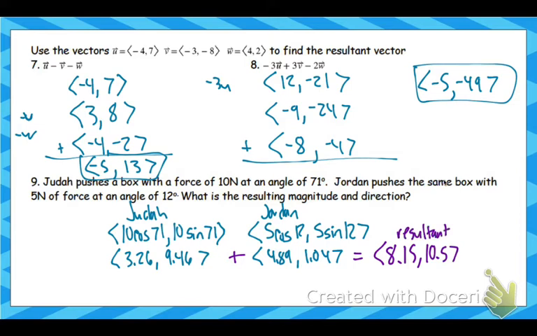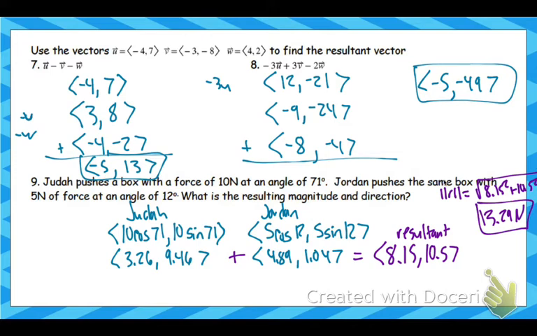So once we find that resultant, what we want to do is find the magnitude and the direction. So the magnitude, Pythagorean theorem. So we're going to do 8.15 squared plus 10.5 squared. So I'm going to plug that in. So I've got 10.5 squared plus 8.15 squared. So I'm going to get a magnitude of 13.29. So that's my magnitude of the answer.